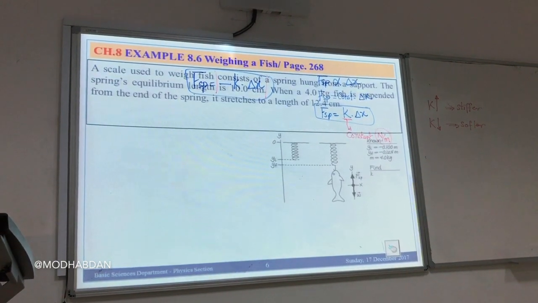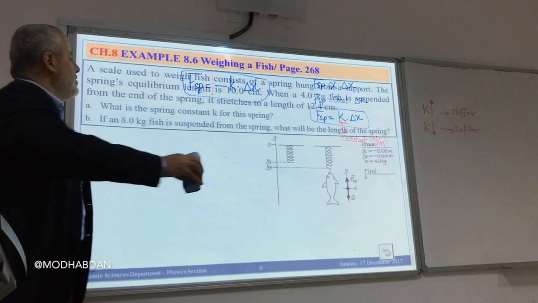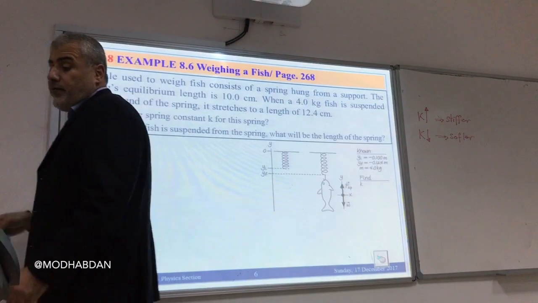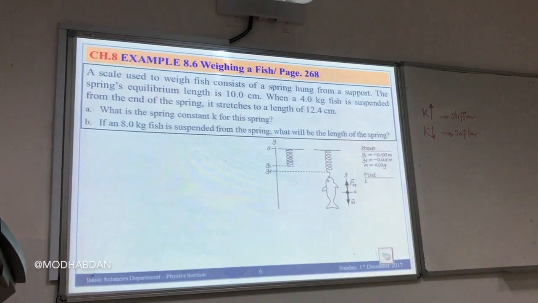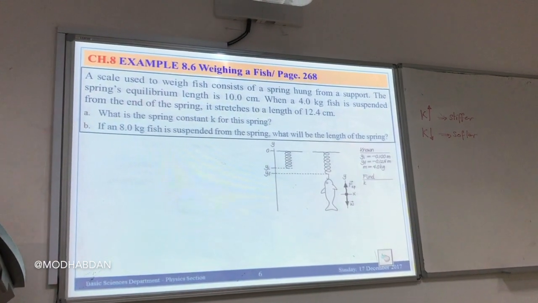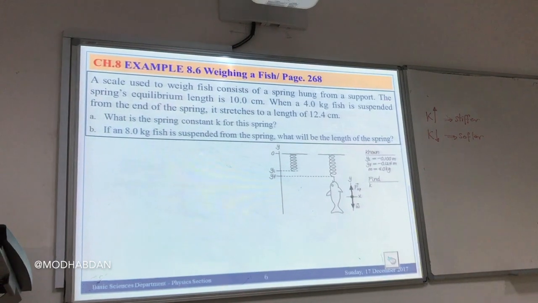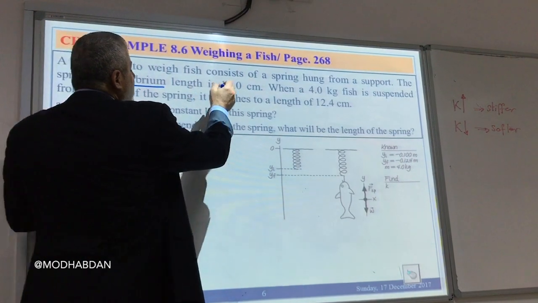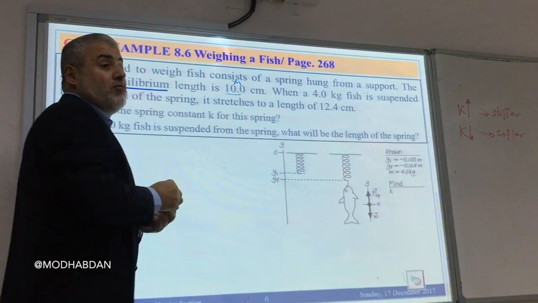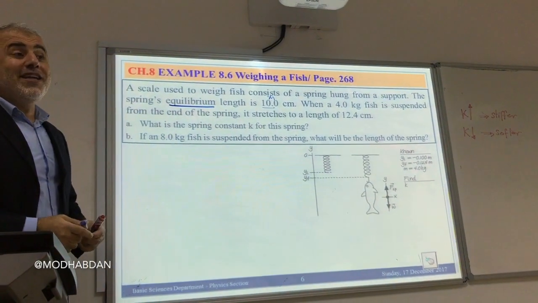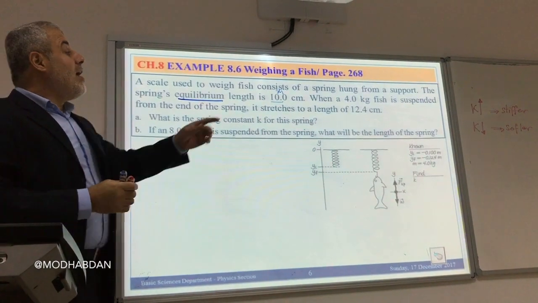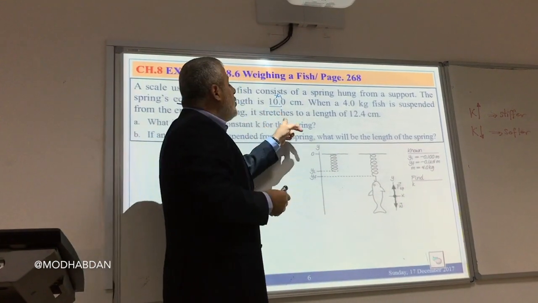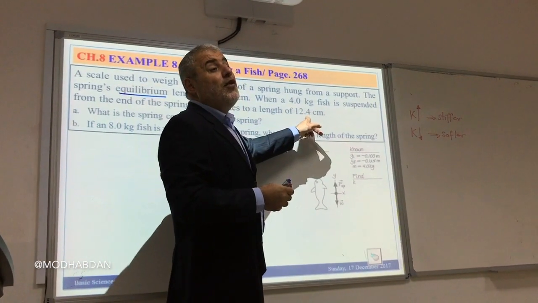Fine. Let's go to this question. A scale used to weigh fish consists of a spring hung from a support. The spring equilibrium length is 10 centimeter. When I say equilibrium length, I can consider this my X1, equilibrium without stretching. When a 4 kilogram fish is suspended from the end of the spring, it stretches to a length of 12.4.